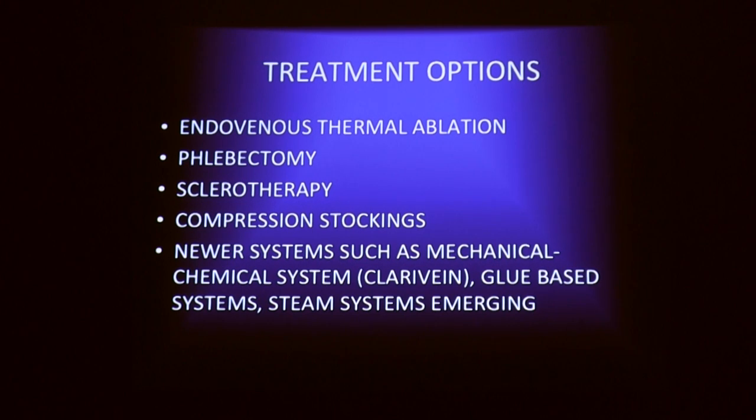So some of the techniques we use today: thermal ablation. Thermal means heat, ablation means close. Endovenous means from the middle of the vein. So we go into the middle of the vein and we heat and close the vein. We can use radiofrequency or we can use laser. They both work fabulously. The data at 5 years shows well over 90% closure. Anything we can close with heat, we want to close with heat because it works so well.